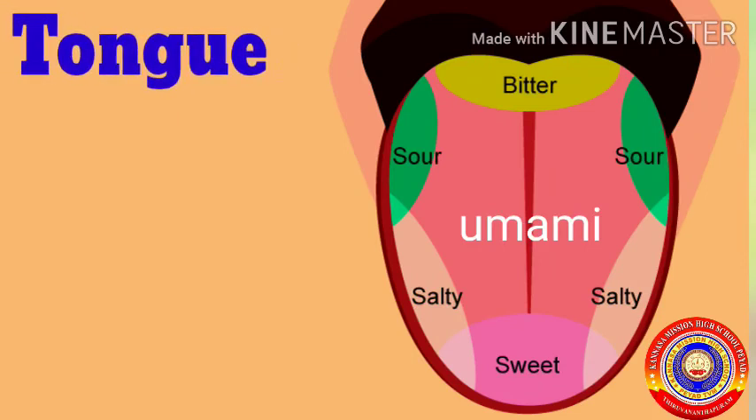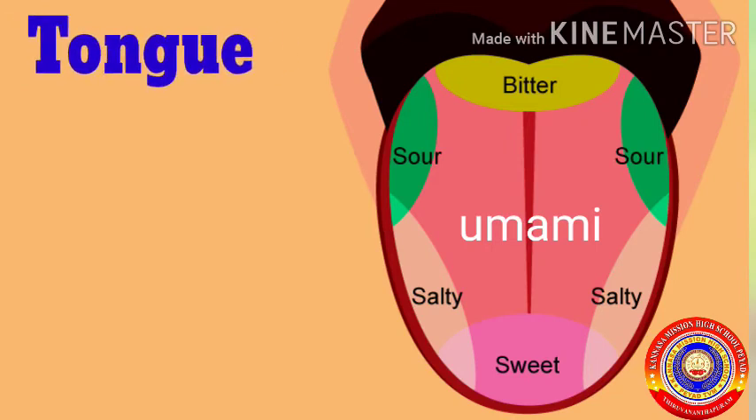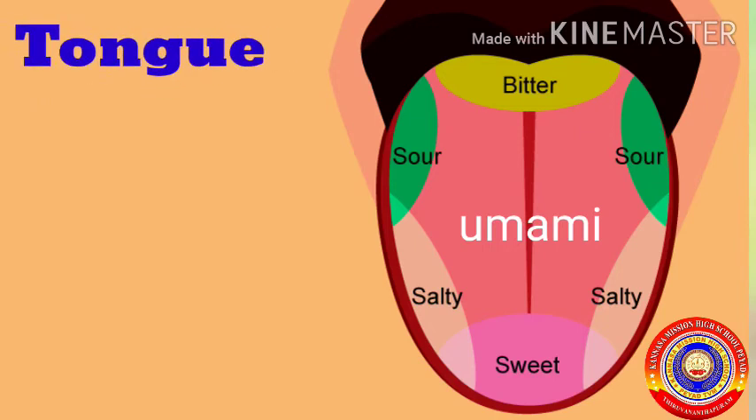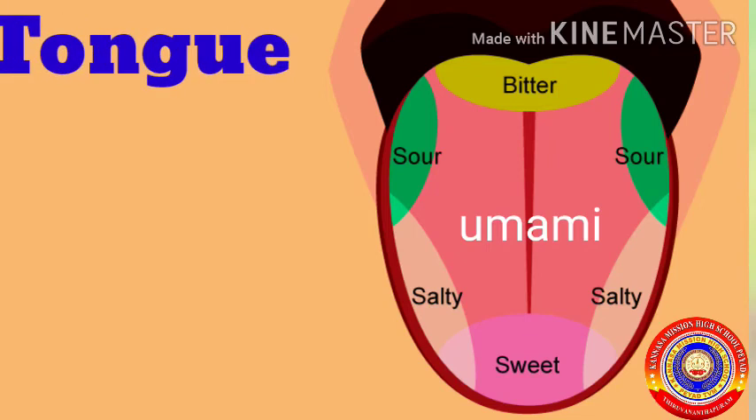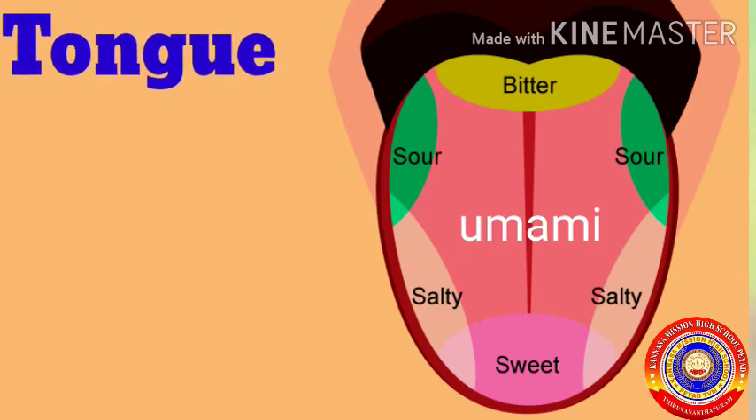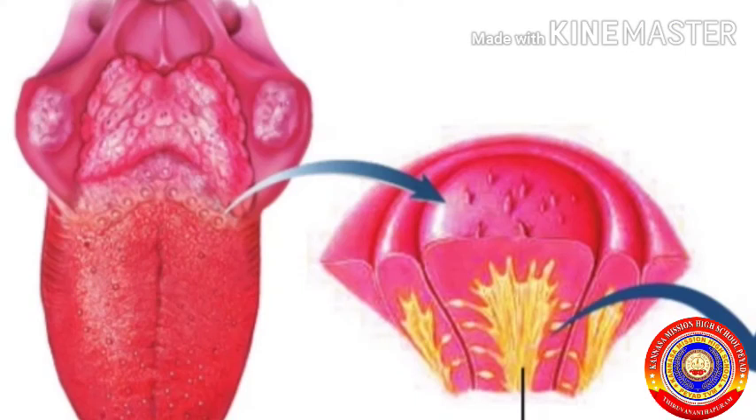We know that the tongue contains taste buds such as sweet, salt, sour, bitter, umami, etc. Umami is a Japanese word, and it is the fifth basic taste along with sweet, sour, bitter and salt. On the surface of the tongue, there is a receptor called chemoreceptor which helps to detect taste.